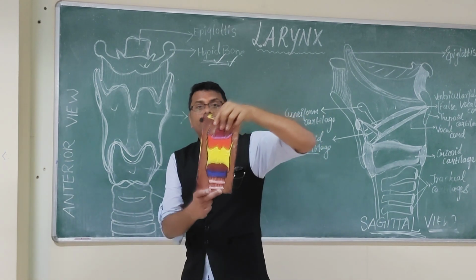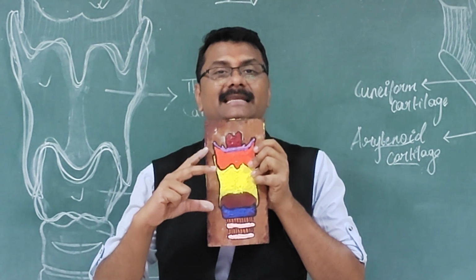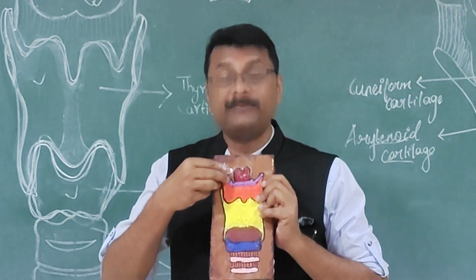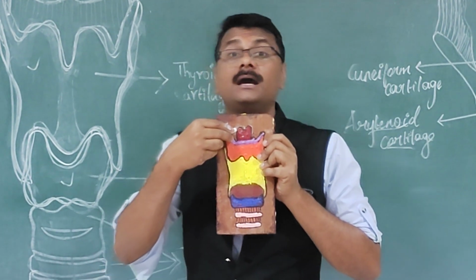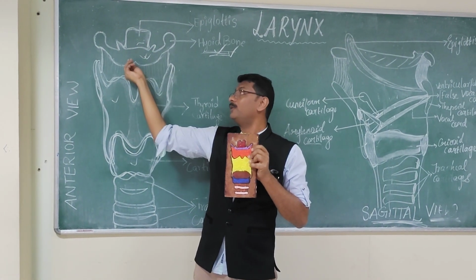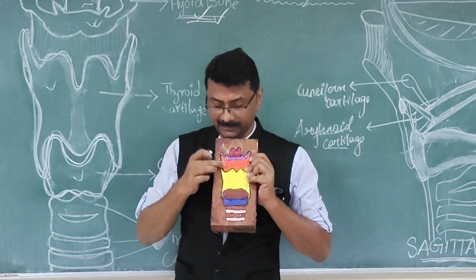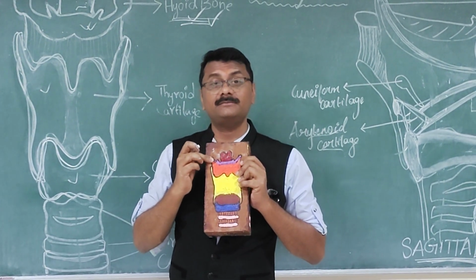To have a better view, I have tried amplifying my larynx. You can see here the epiglottis in red. Below it is the hyoid bone, the single bone which can be felt. You can see it in purple.